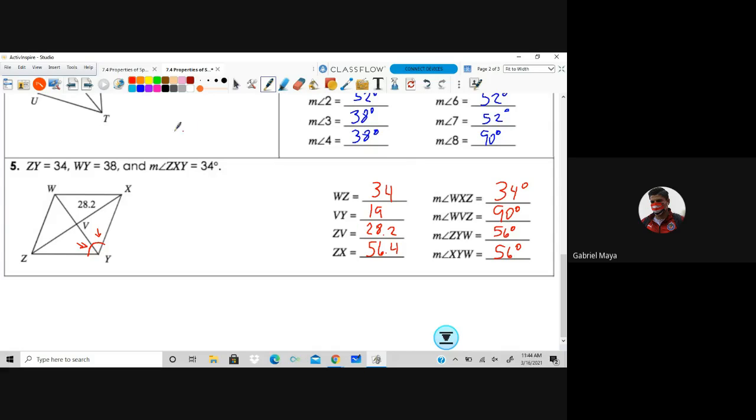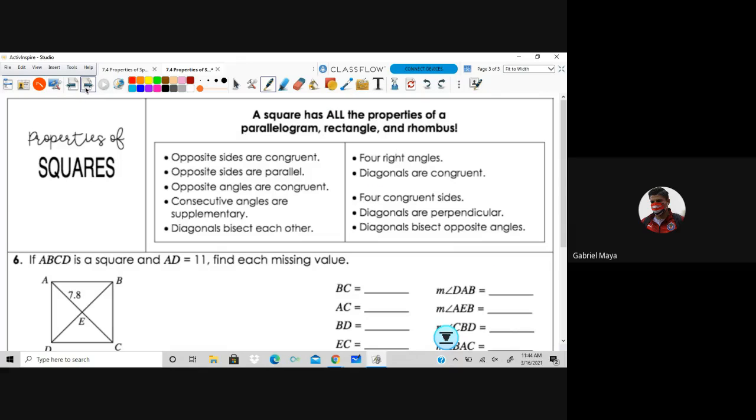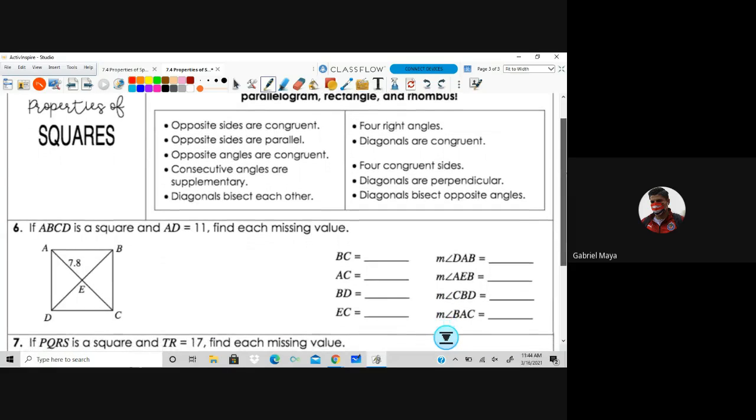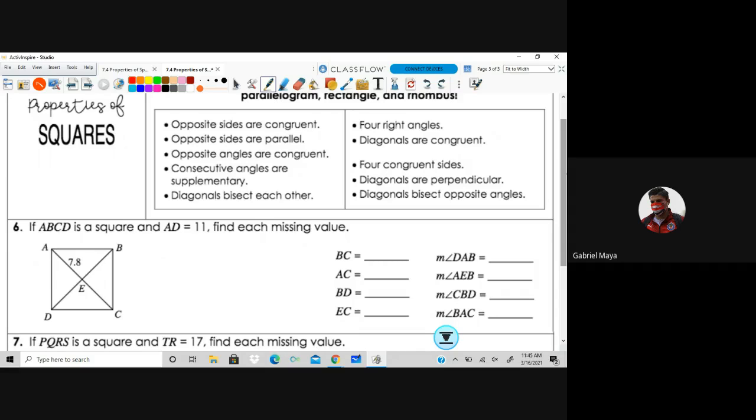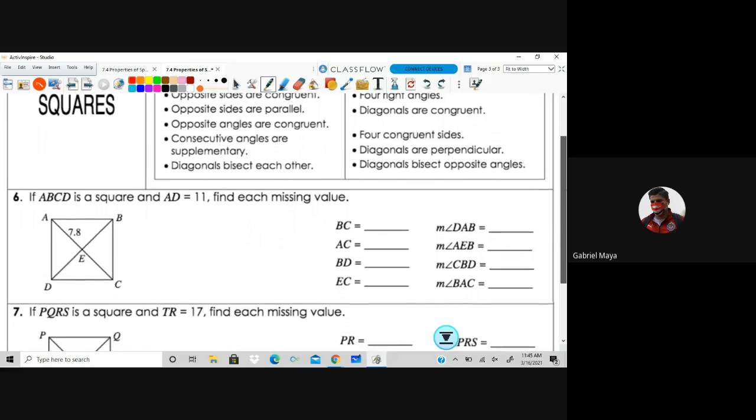All right, now let's, you guys ready? Because now we're gonna do the most difficult one. All right, here we go. The properties of squares. I know. A square has all the properties of a parallelogram, rectangle, and rhombus. Opposite sides are congruent, opposite sides are parallel, opposite angles are congruent, consecutive angles are supplementary, diagonals bisect each other. You have 4 right angles, diagonals are congruent, 4 congruent sides, diagonals are perpendicular, and diagonals bisect opposite angles.